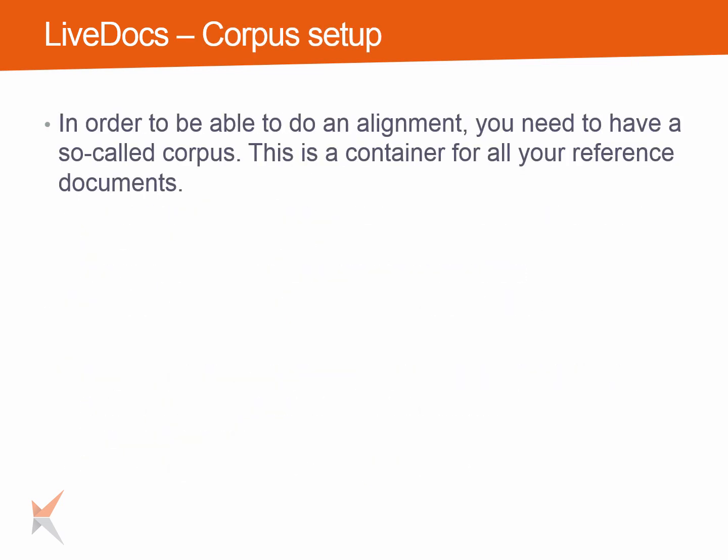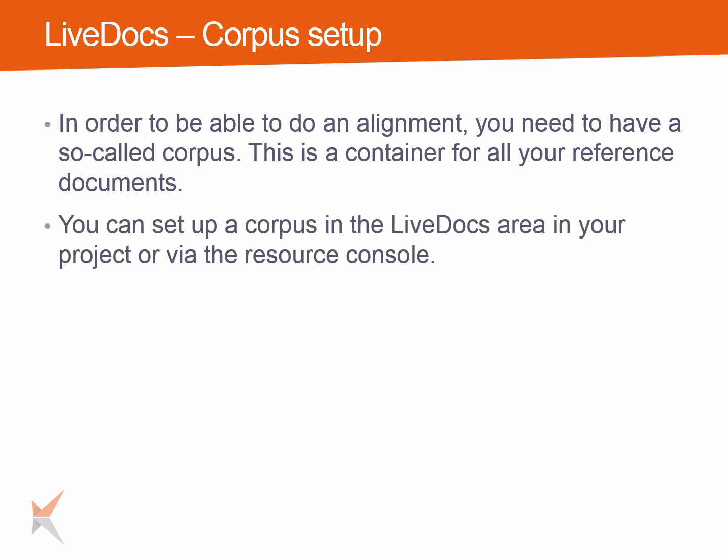In order to be able to do an alignment, you need to have a so-called corpus. This is a container for all your reference documents. You can set up a corpus in the LiveDocs area in your project or via the resource console. You can add several corpora to one project.